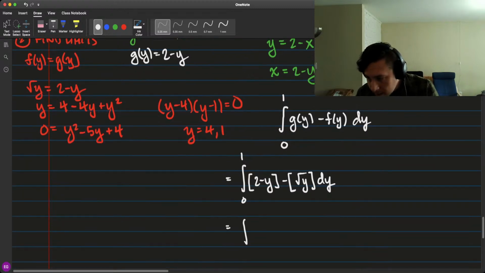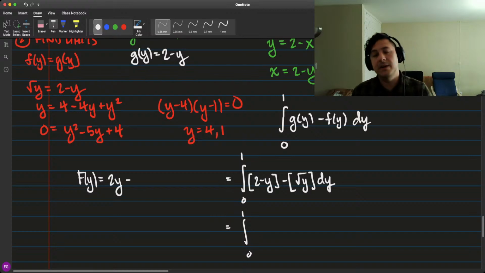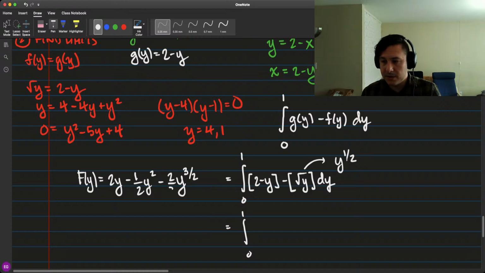So you get the integral from 0 to 1. Okay, so let's find the antiderivative here. The antiderivative of 2 is 2y. The antiderivative of minus y is 1/2 y squared. Root y is y to the 1/2, and the antiderivative of that is y to the 3/2 times 2/3.